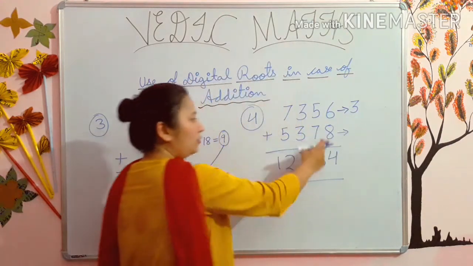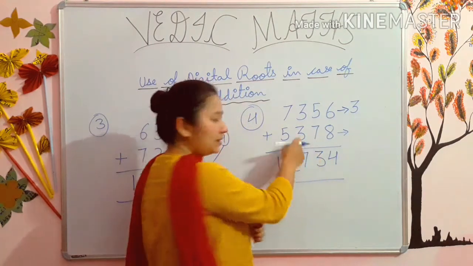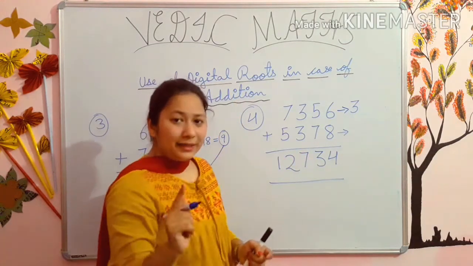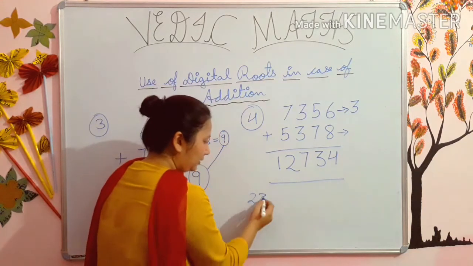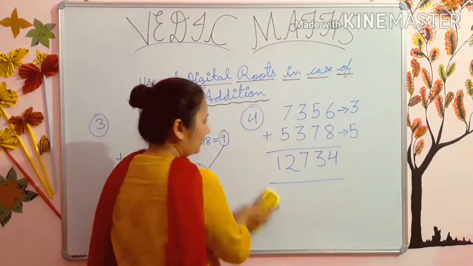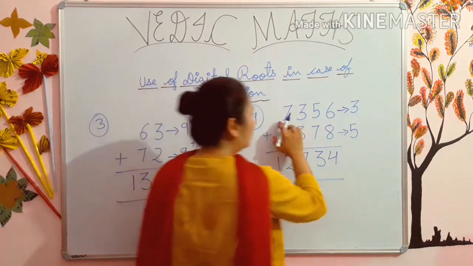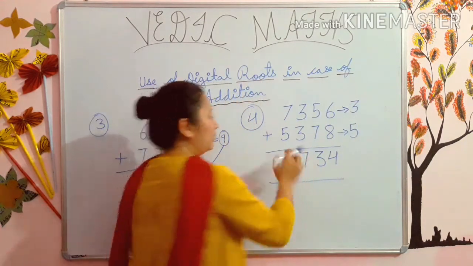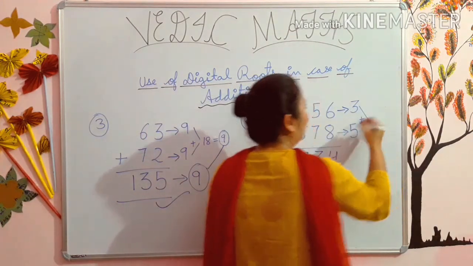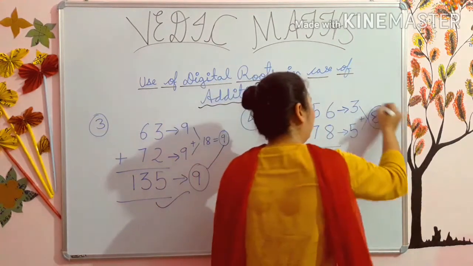Now the digital root of this number. Now 8 plus 7, 15. 15 plus 3, 18. 18 plus 5, 23. Now 23 means 3 plus 2, 5. Got it, students? Now what you have to do? You have to find out the digital root of this number, and of this number. Now you have to add them. Now 5 plus 3, 8. And this is your digital root.